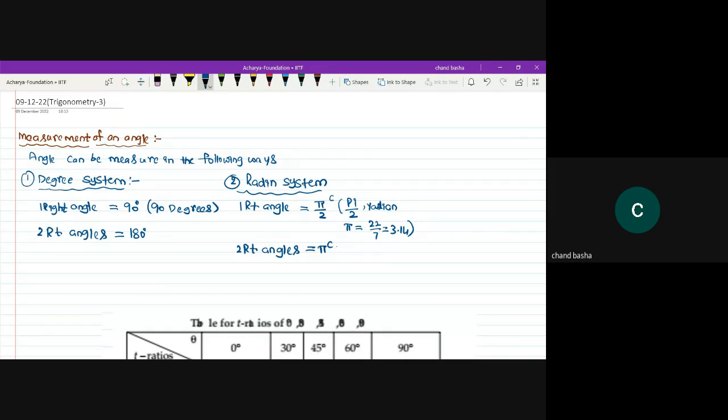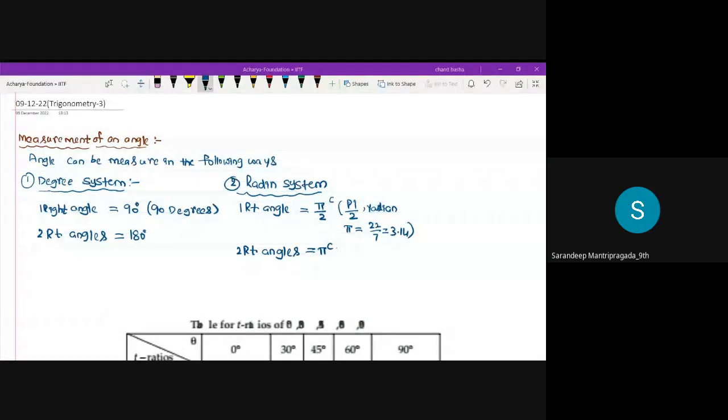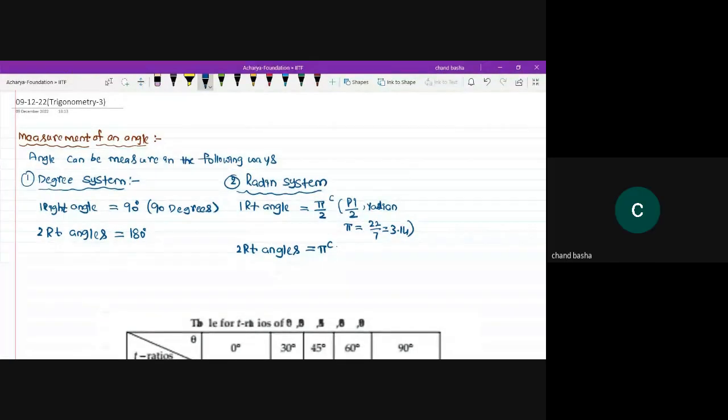Sir, what is radian, sir? That is one unit. That's one unit to measure an angle. This is also one unit. Please keep your surroundings quiet and calm.